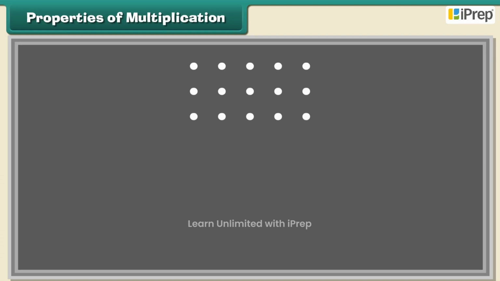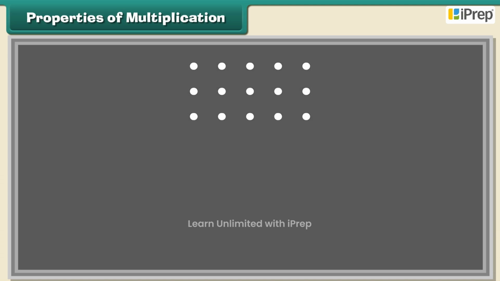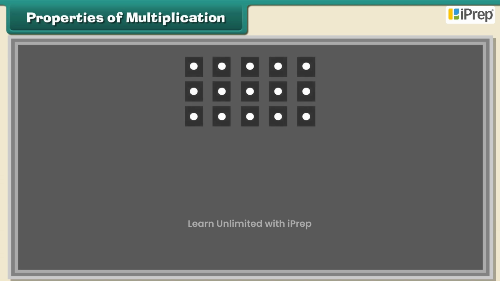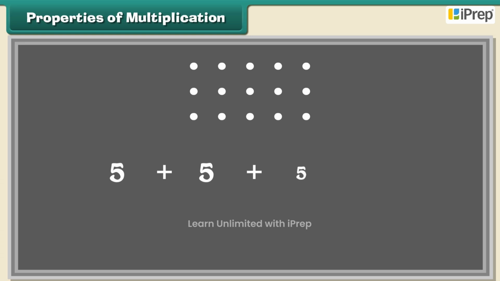Look at these dots. There are 3 rows of them. In each row, there are 5 dots. How do we find out the total number of dots? We add 5 3 times. In other words, we calculate 3 times 5. We can write it as 3 multiplied by 5, which is equal to 15.